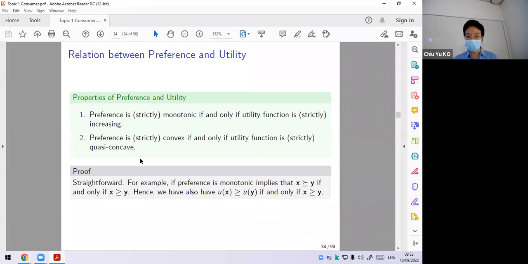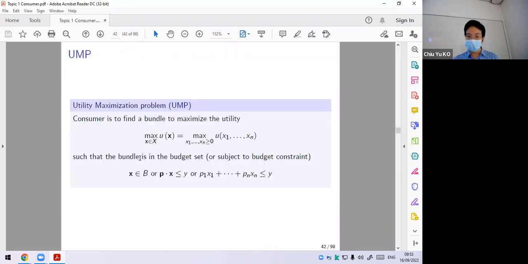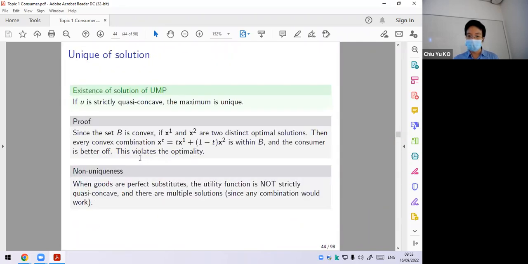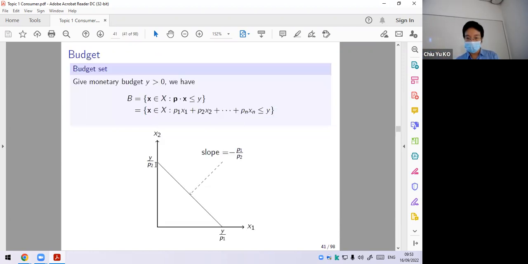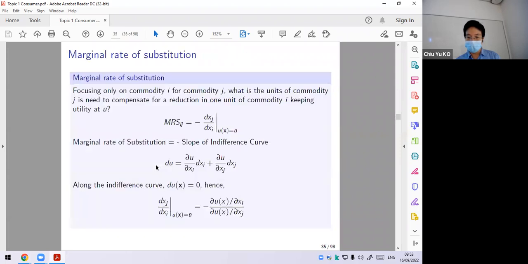Why we care about this is because later, when we talk about the utility function and the maximization problem, if it's strictly quasi-concave, the solution is always unique. So that is the main thing. Okay, so let's go back and continue our discussion. Why this marginal substitution? It's important, but you learned it in your undergrad anyway.